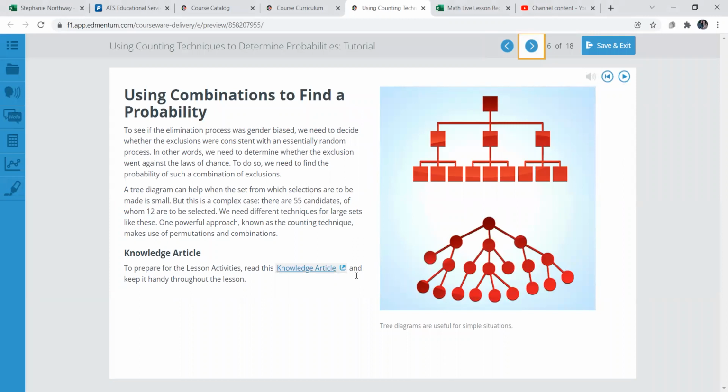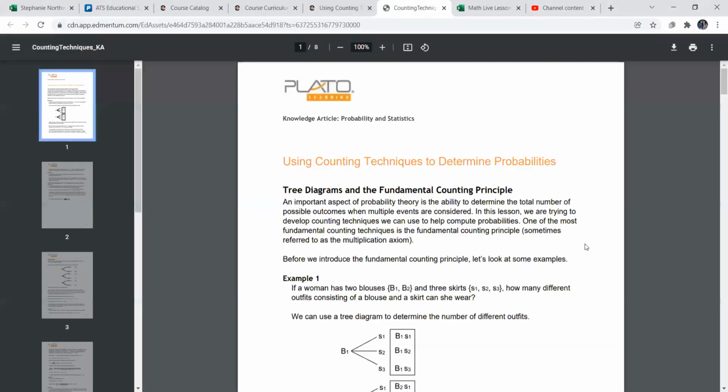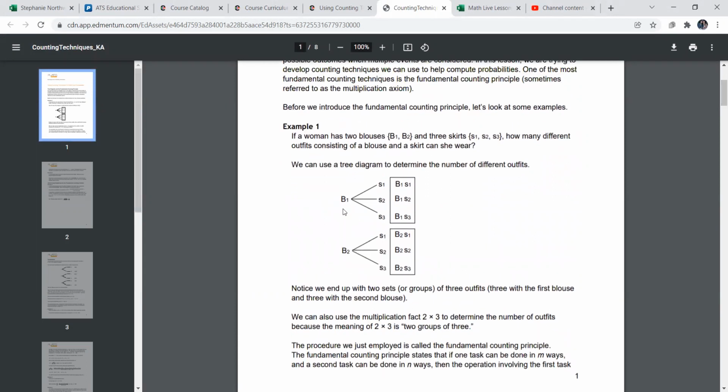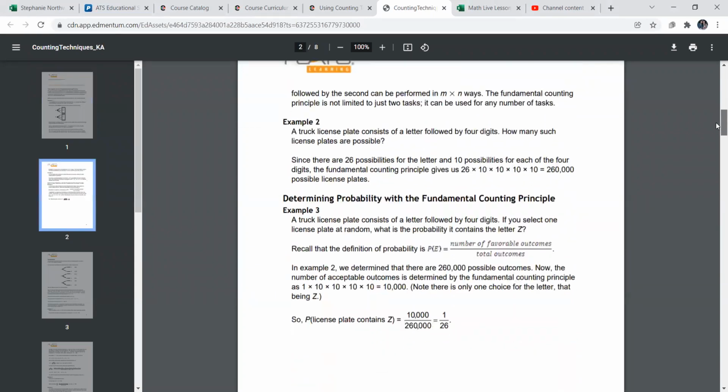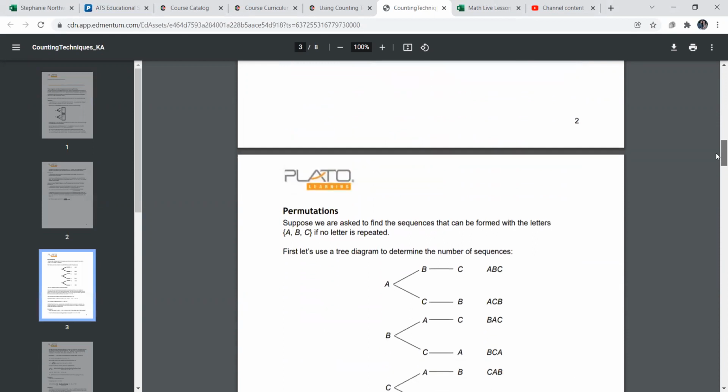And this shows you comparison probability, read this knowledge article. This will give you an idea here. Okay, determining something. A woman has 2 blouses and 3 skirts, how many different combinations? So basically it's showing you the different combinations that she could wear with the shirt and the skirt. Going down the line, we have some more examples of probability.